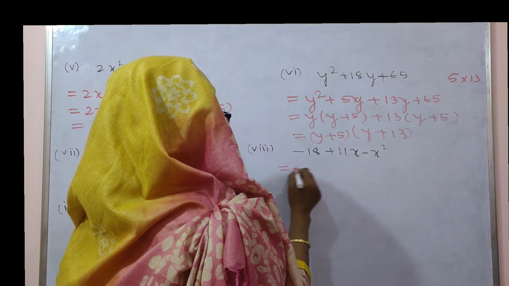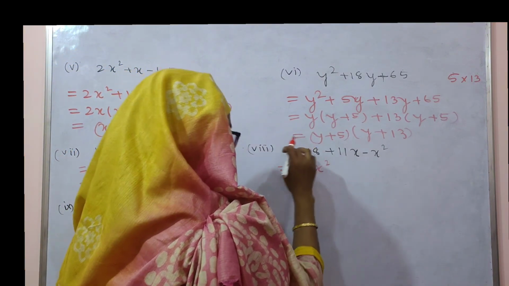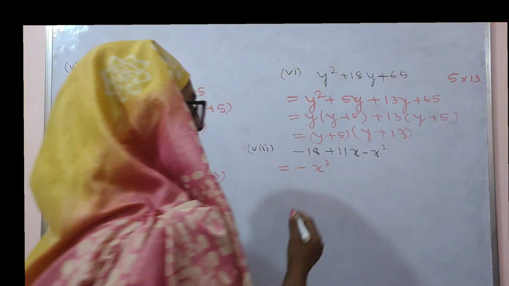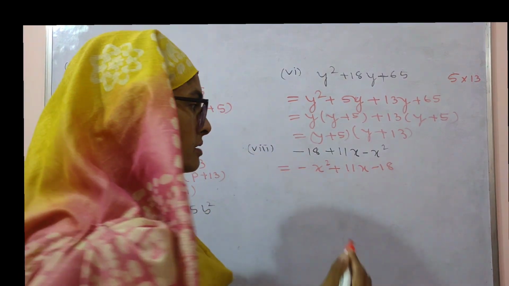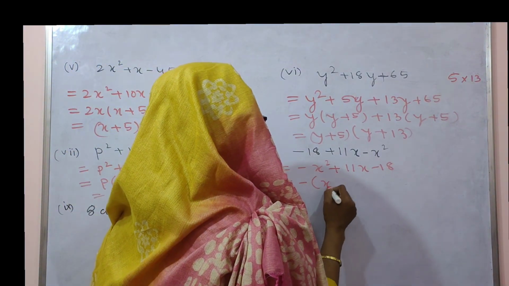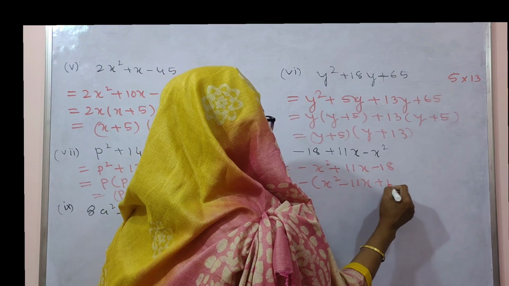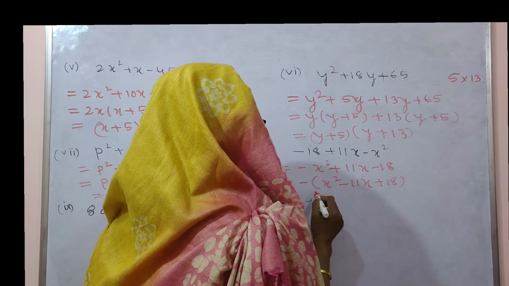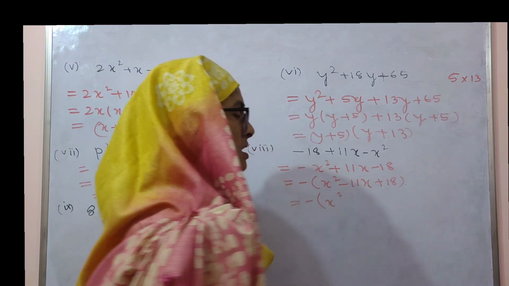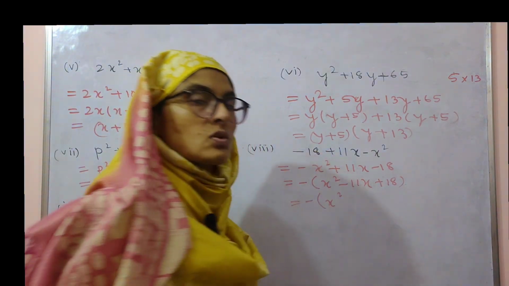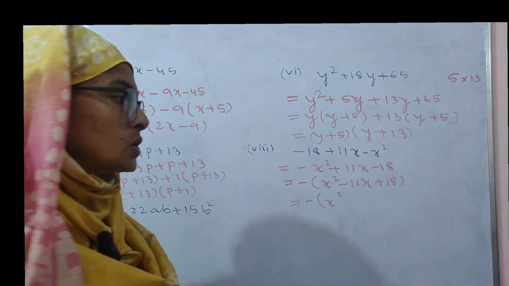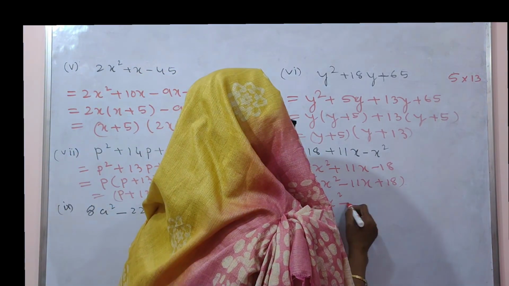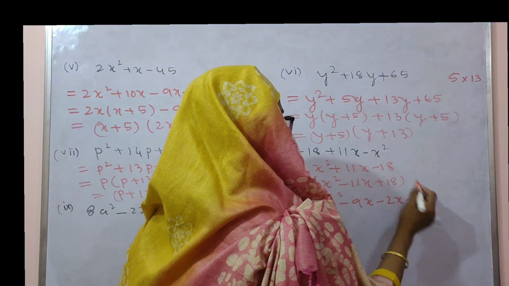This one, minus, if you arrange highest to lowest order, x square plus 11x minus 18 you can write. Or you can take common minus: minus x square minus 11x plus 18, and write as previous one. Here coefficient of x square is 1. So factorize 18. 9 into 2 will get 18. 9 plus 2 equal to 11. 9x minus 2x plus 18.